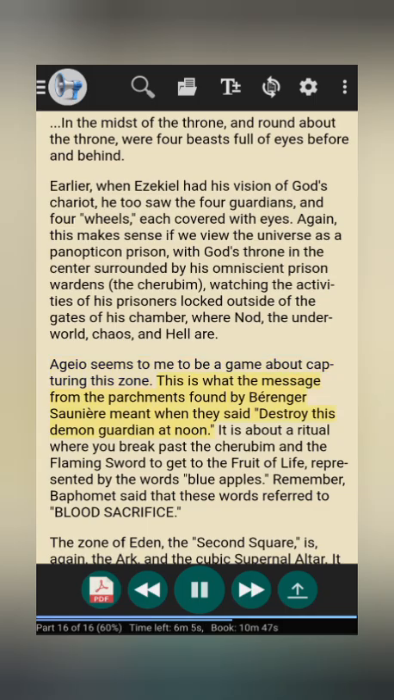This is what the message from the parchments found by Baron J. Saunier meant when they said, "Destroy this demon guardian at noon." It is about a ritual where you break past the cherubim and the flaming sword to get to the fruit of life, represented by the words blue apples. Remember, Baphomet said that these words referred to blood sacrifice.